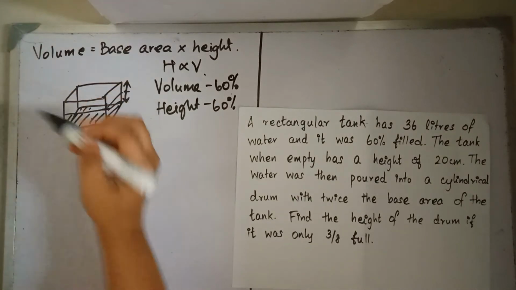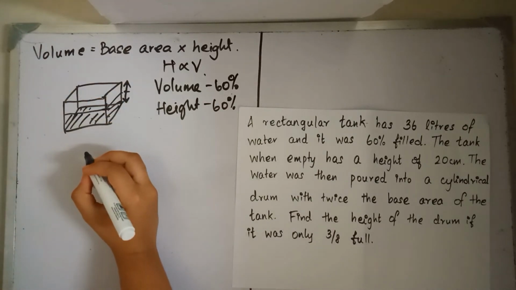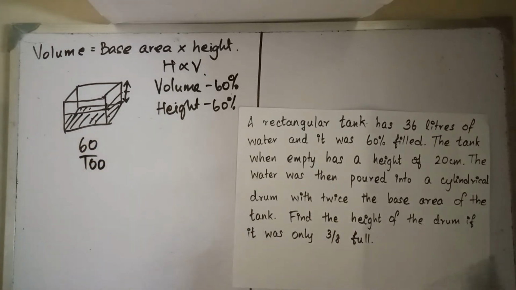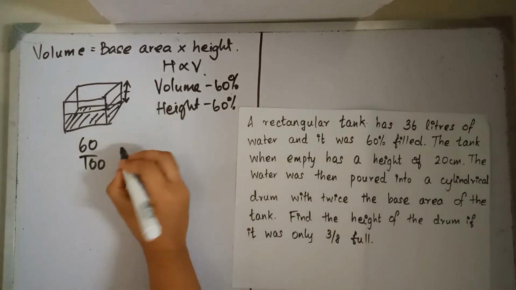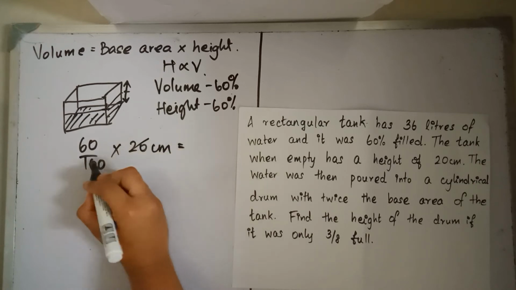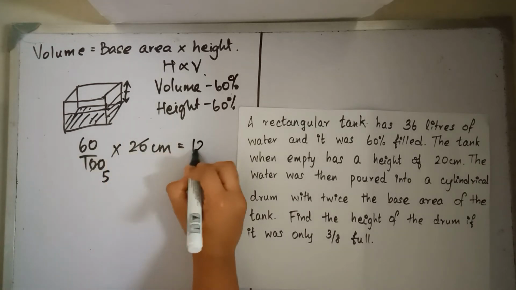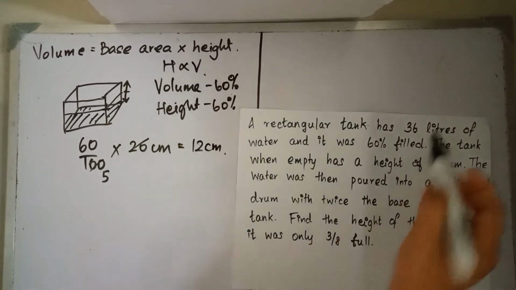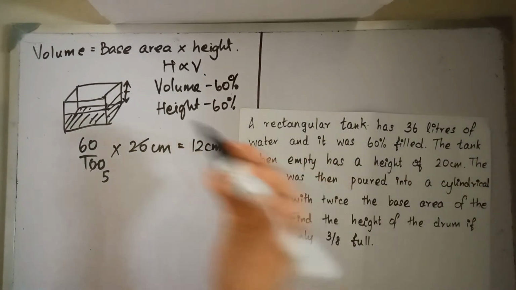So if it's 60% filled, that means the height is only 60%. The question states that it's 60% filled with 36 liters. So what is 60% of 20? The height of the tank when it's empty is 20 cm. So 60% of 20 cm will be 12 cm. So the height of the water in the tank with 36 liters will be 12 cm.